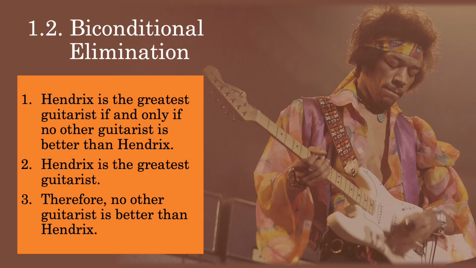Our second rule is called biconditional elimination. You can also think of this as biconditional modus ponens if you'd like. Here would be an example. Hendrix is the greatest guitarist if and only if no other guitarist is better than Hendrix. Hendrix is the greatest guitarist. Therefore, no other guitarist is better than Hendrix.